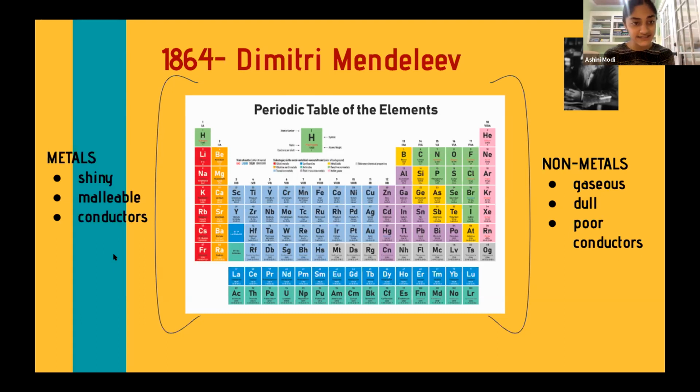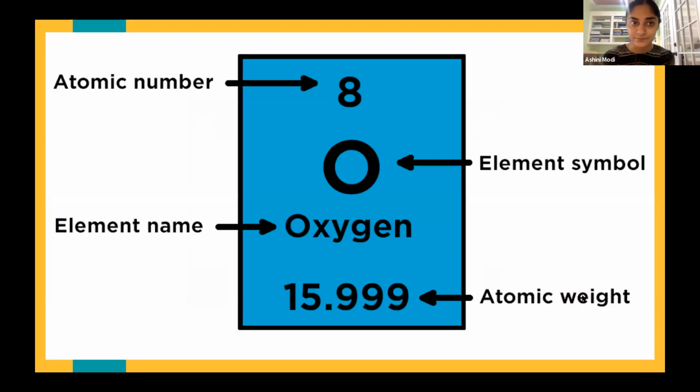So on the left-hand side of the periodic table are metals. Metals are, as you can see around us, shiny, malleable, and really good conductors of heat and energy. And on the right-hand side, generally you have nonmetals, which are gaseous, really dull, and very poor conductors. So Mendeleev found a way to organize these elements by their atomic number. We're going to go a little bit more into detail about what an atomic number is next.